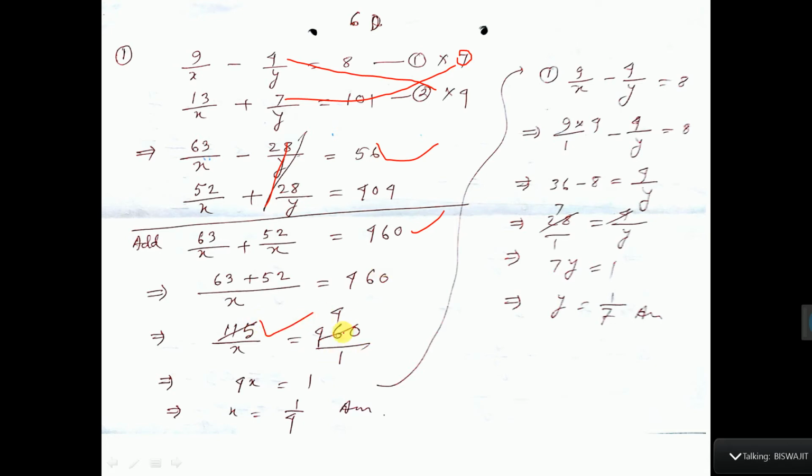Now this means this by 1. If you cut this, it is 4. So 4x equal to 1 means x equal to 1 by 4. So this x equal to 1 by 4 you put in equation number 1. If you put x equal to 1 by 4, 1 by 4 will go up, that is 36, and 8 will come here, and 4 by y will go that side. So 28 equal to 4 by y, you do cut 7. So 7y equal to 1 means y equal to 1 by 7.